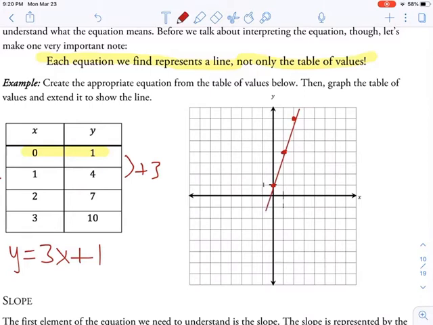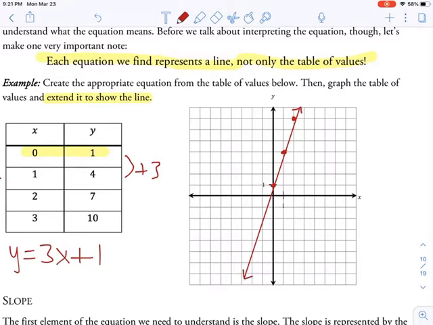That is much better. Okay, and so you're going to see that I'm not just putting it through the points that are on the graph, though, right? You can see that I'm extending it past the points that are on the table of values, and you can see that I wrote that here: extend it to show the line. I'm just going to remind you that when we do this, we are finding the equation of an entire line, right? Not just the points that are on the table of values.